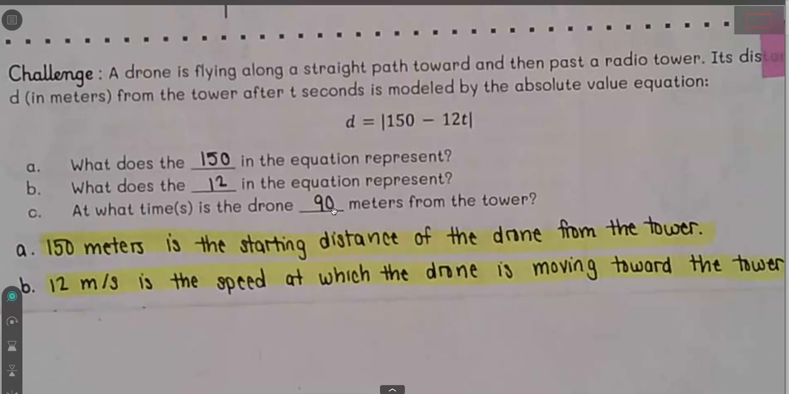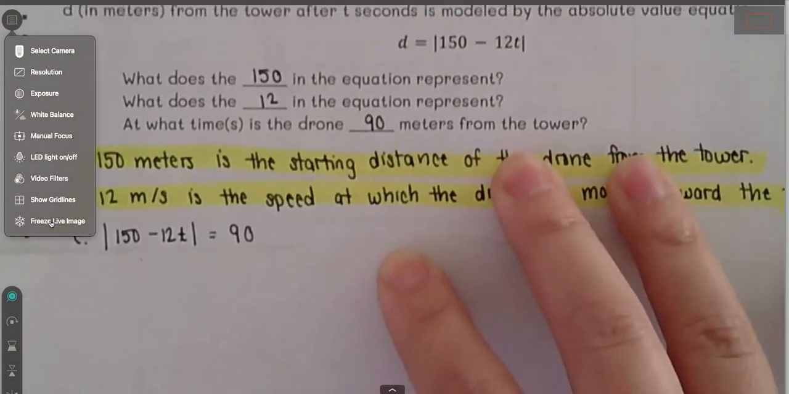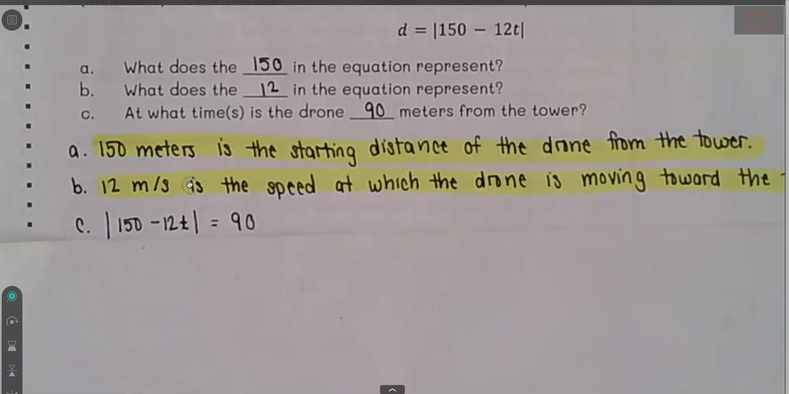So 90 is D. D is distance, so we want to know when the distance is 90. What you're going to do is plug in 90 for D, and then you solve for T. Any questions on how I got this equation? Do you guys feel like you could solve this? Go ahead and solve it. When you have your answer, hold up your board. The answer will give you at what time or times the drone is 90 meters from the tower.